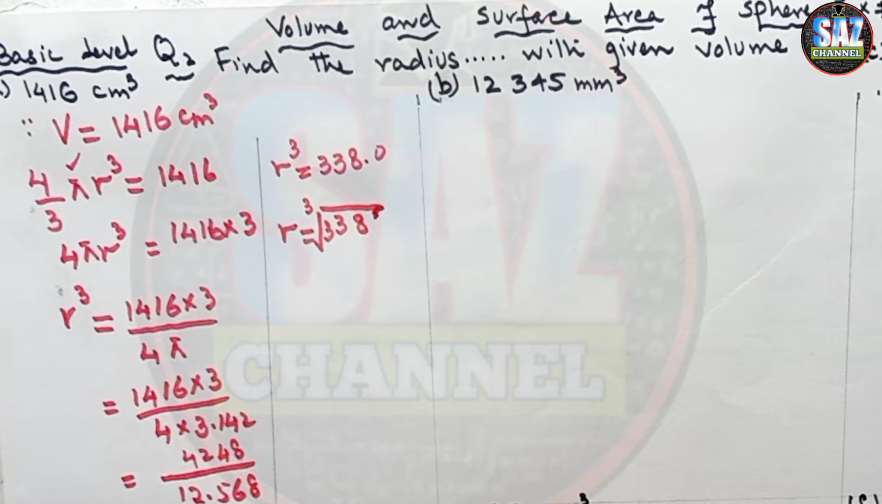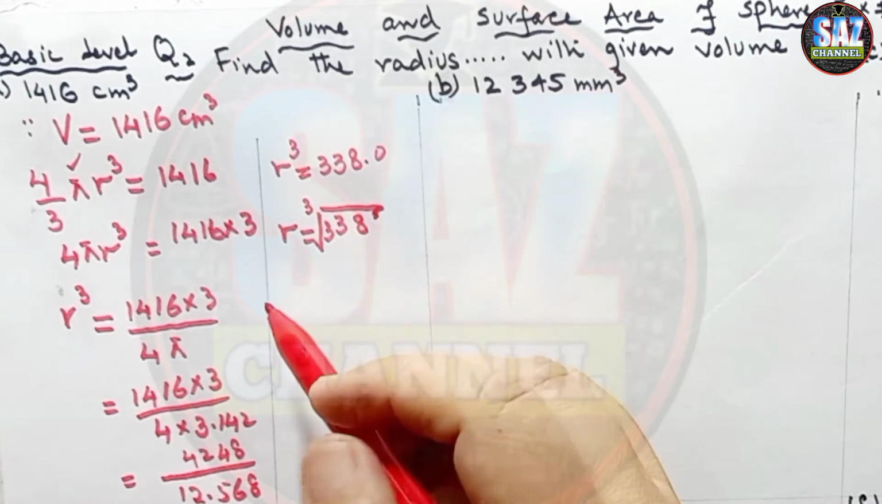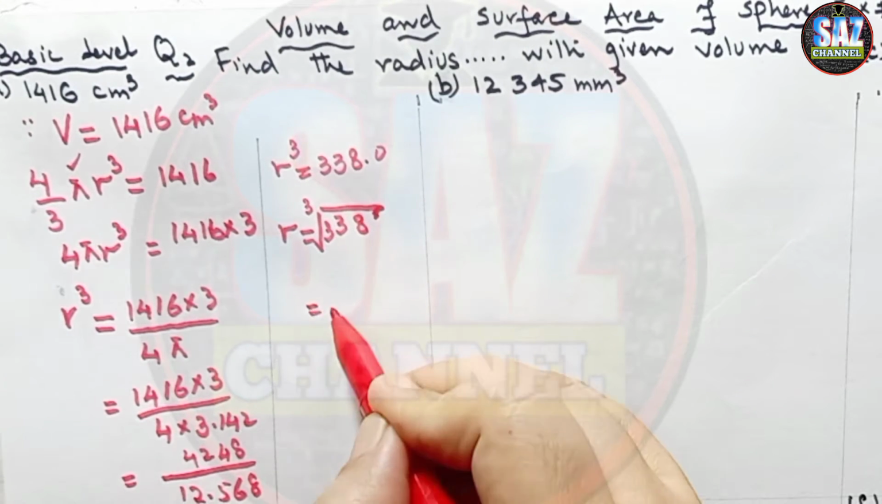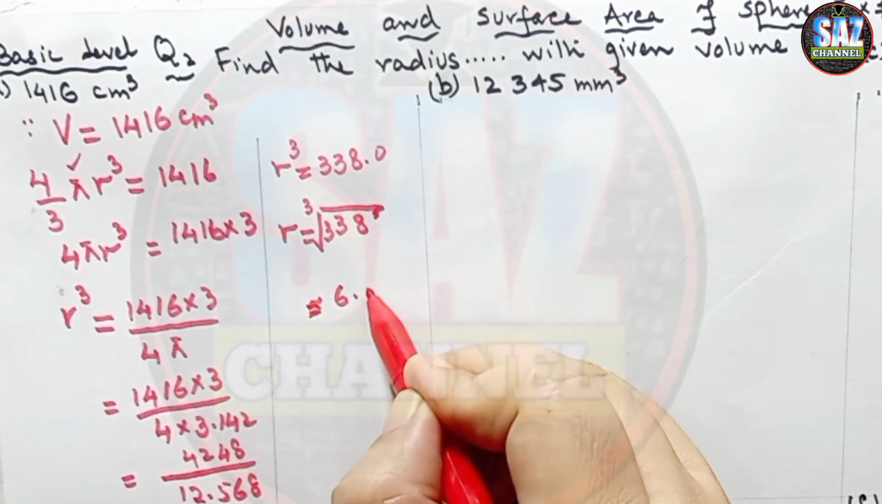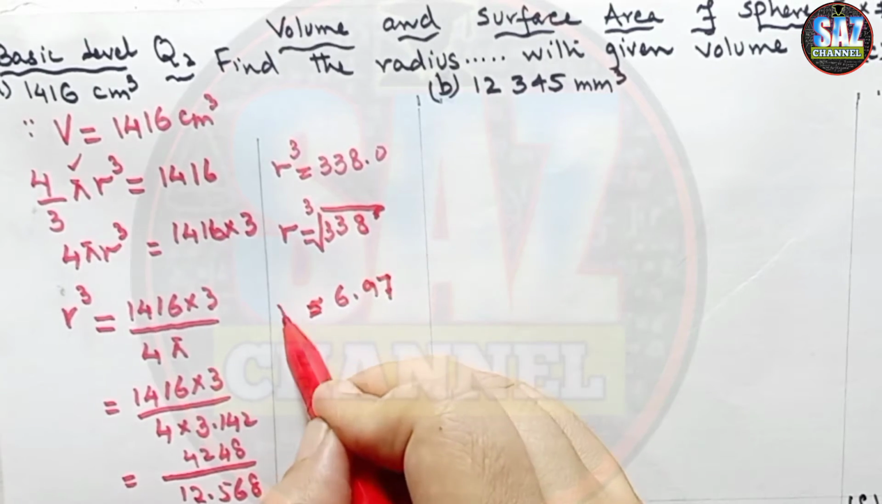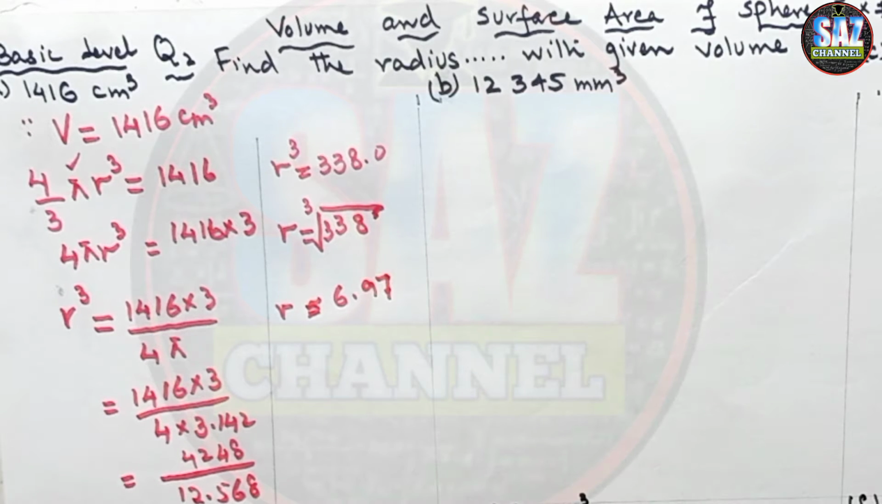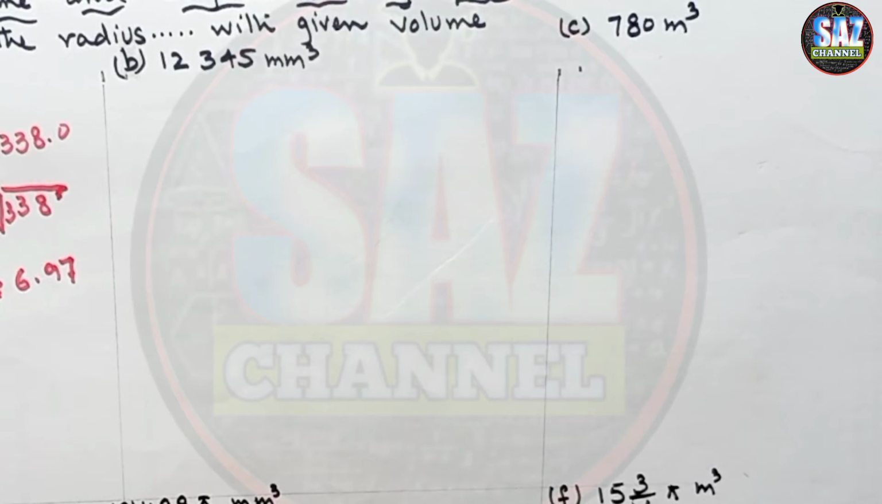Now I have to press the shift key. Now I need the cube root of 338, and close the bracket. Then cube root, then 338, close the bracket, and this is okay, and this is approximately equal to 6.97. I hope you are clear about this part, and let's move to the next question.